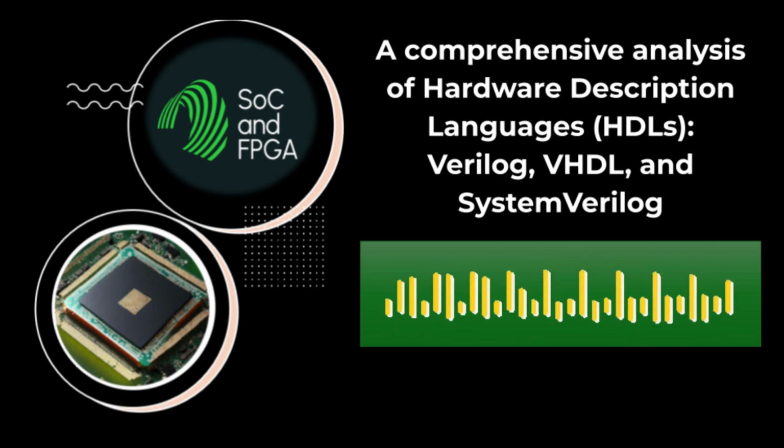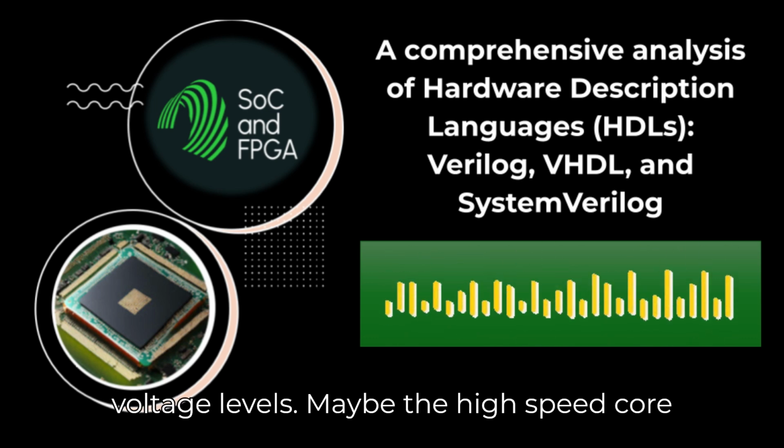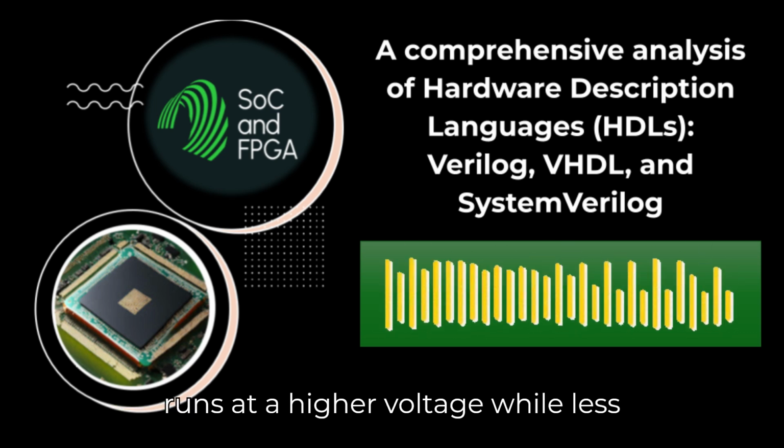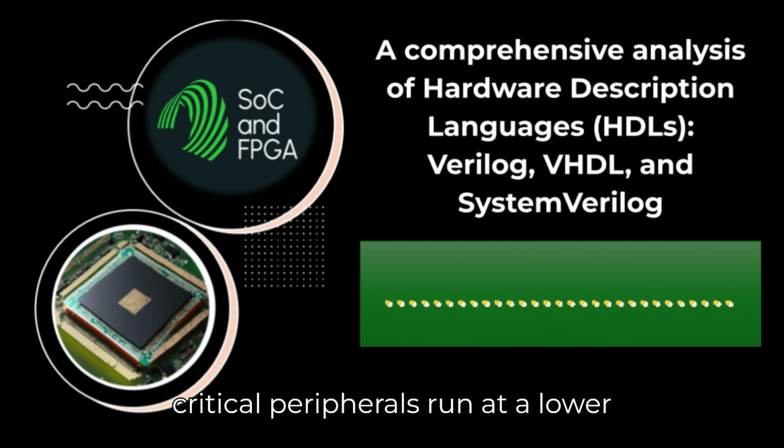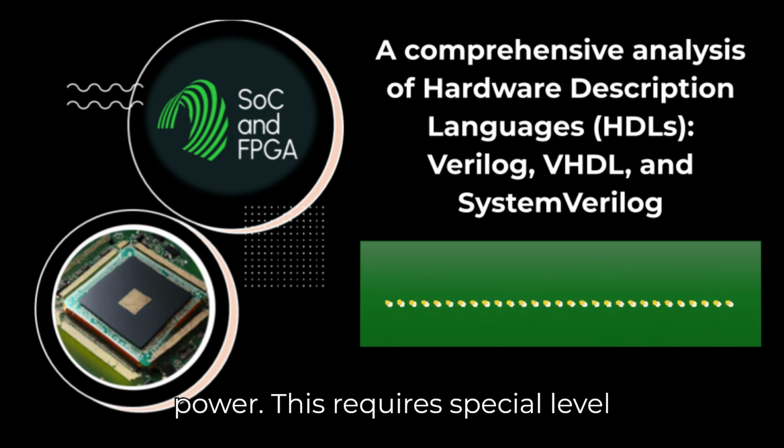How is it described then? There's another technique first, related to power, multi-voltage design. You run different parts of the chip at different voltage levels. Maybe the high-speed core runs at a higher voltage, while less critical peripherals run at a lower voltage to save both dynamic and static power.